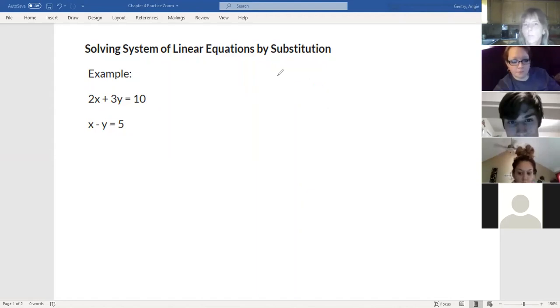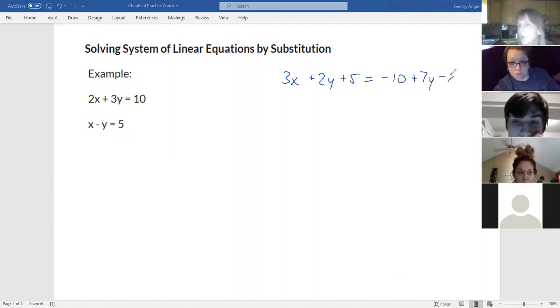It was 3x plus 2y plus 5 equals negative 10 plus 7y minus x. The next one was x plus x equals y plus 3. Y plus 3? Yes. And this is a substitution?